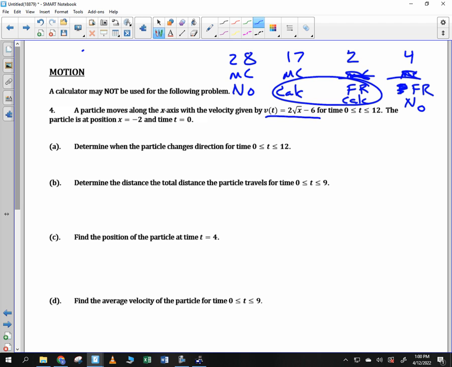Determine when the particle changes direction. What would you be looking for if you had your calculator? Where it switches sign on the graph. So we need to make a graph of that.